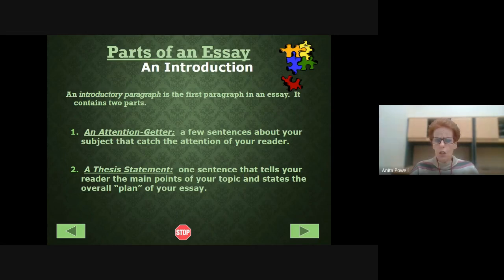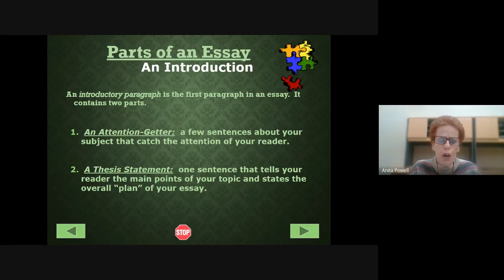Introduction that contains the thesis statement, support paragraphs, and then the conclusion. But what is contained in each one of these? Well, let's look at the parts of an essay. In an introduction, an introductory paragraph is the first paragraph in an essay.